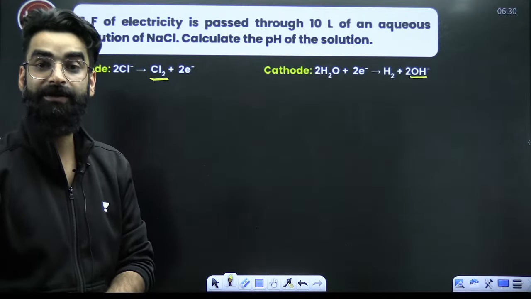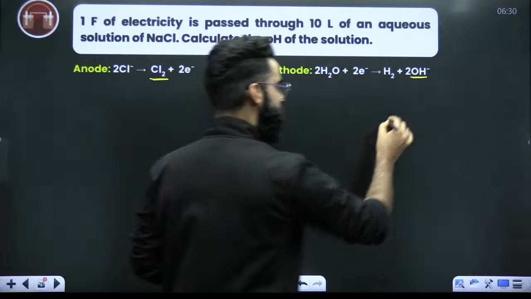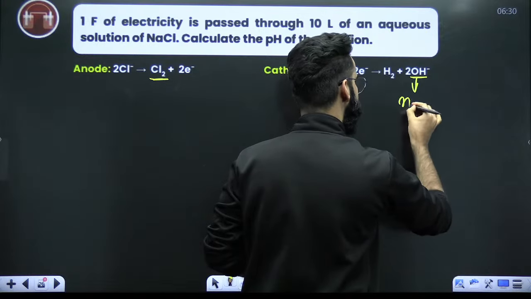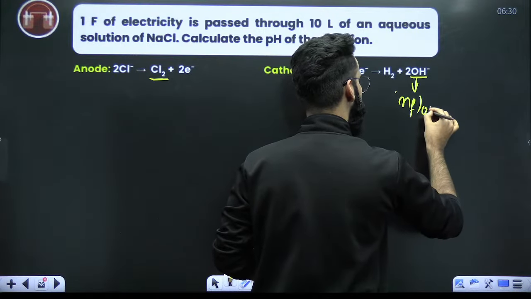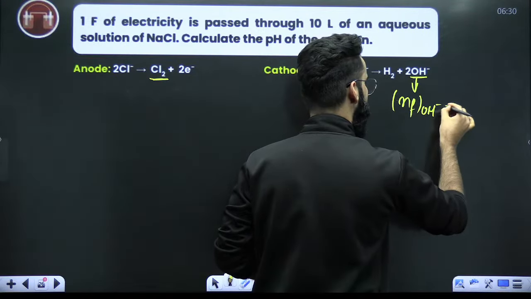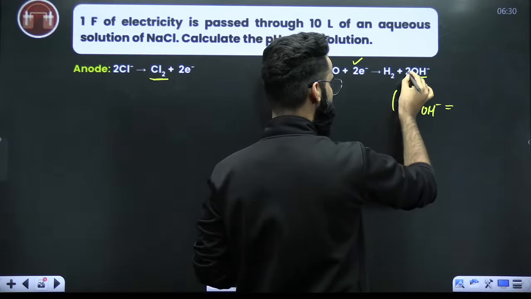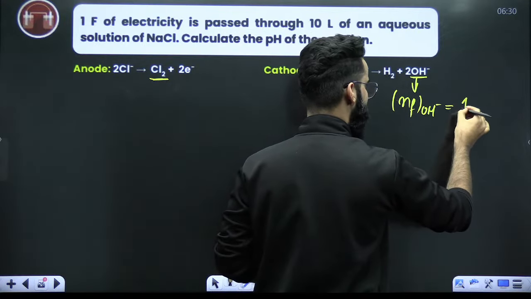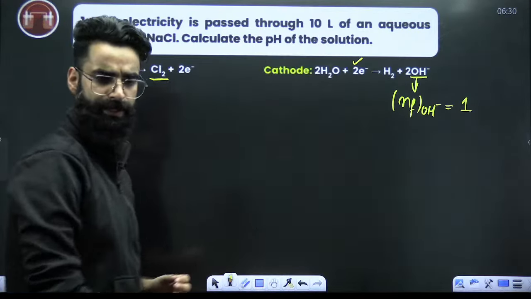Now see how am I going to tackle this question. First of all, what about the N factor of OH negative? It's going to be equal to moles of electrons exchanged divided by stoichiometric coefficient. So 2 divided by 2 is 1. This is the N factor of OH negative.